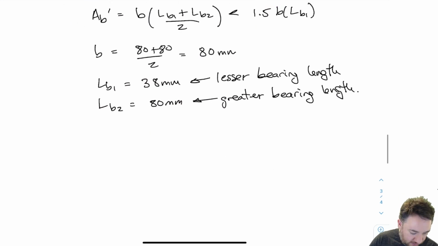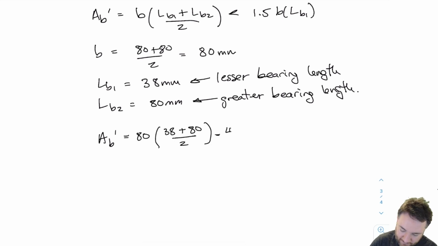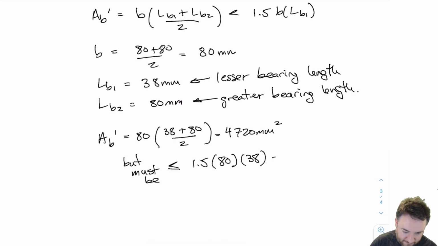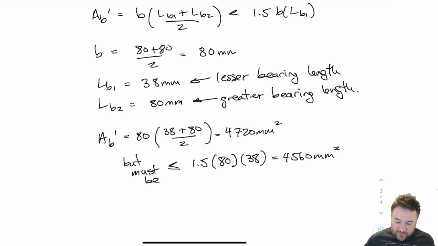Okay, so when I do that calculation, I get a value of 4720 as my average bearing area, which is just, I would get the same number if I found the area of the top and the area of the bottom and just took the average of the two. But it has to be less than this value of 1.5 times 80 times 38, which is 1.5 times the average bearing width times the lesser bearing length. And for that number, I get 4560.